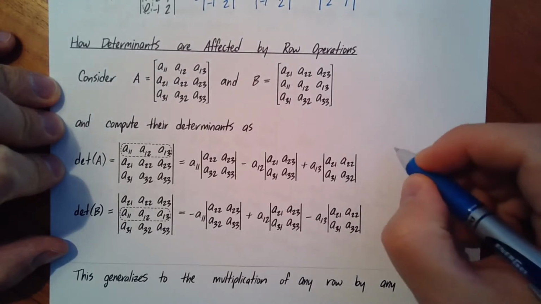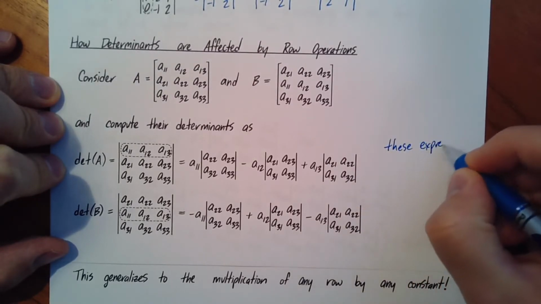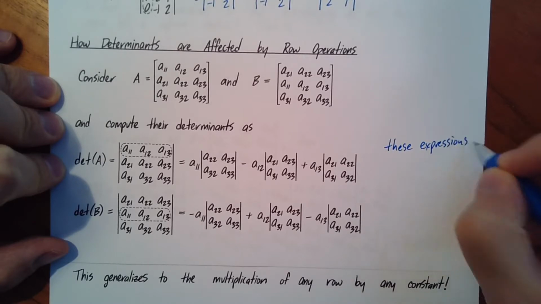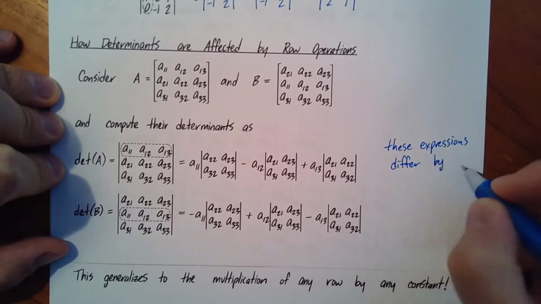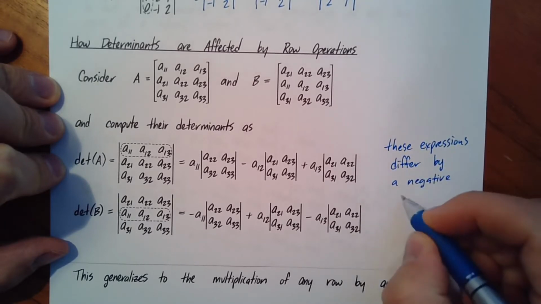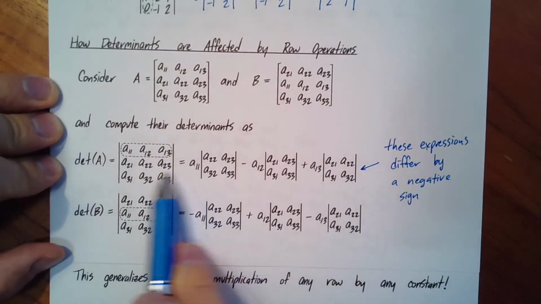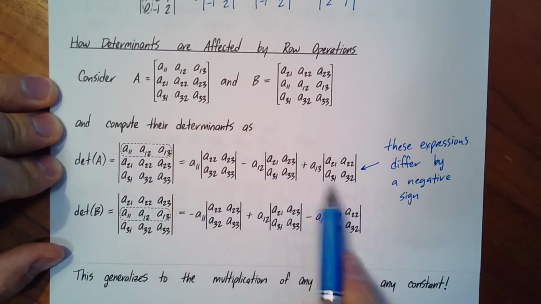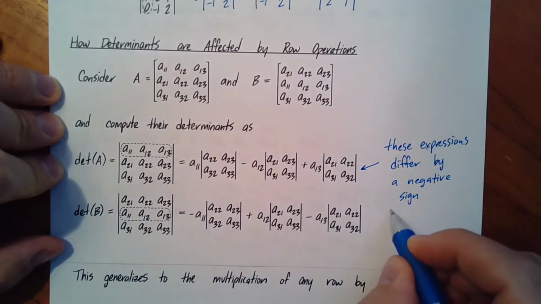These expressions differ by a negative sign. And by that I mean the determinant of A with the cofactor expansion we got up here, and the determinant of B, the cofactor expansion we have down here.